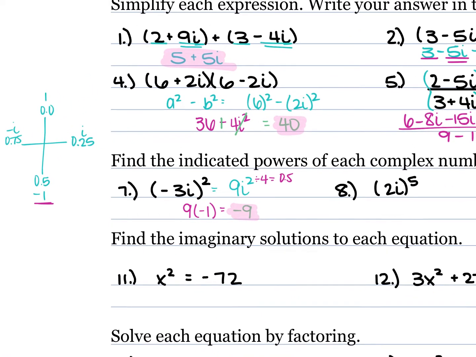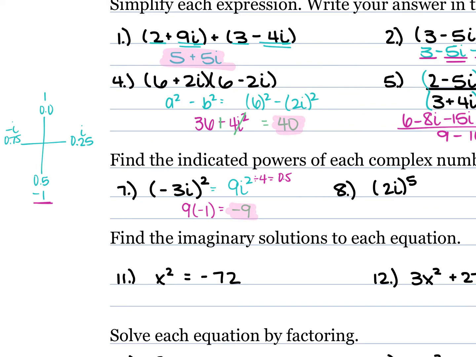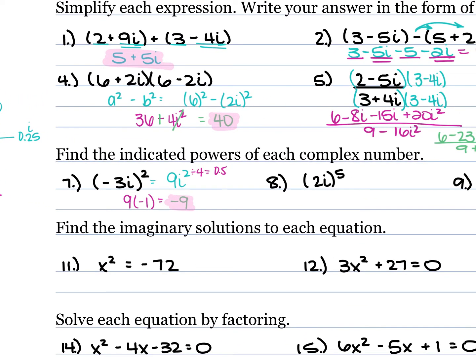For number 8, we have 2i to the 5th power. That 2 to the 5th power is 32. And then we have i to the 5th power. So again, we're going to divide that power by 4. That gives us 1.25. So we look at our chart, the 0.25 is i. So i to the 5th power is just i. So that's going to be 32 times i, so 32i.